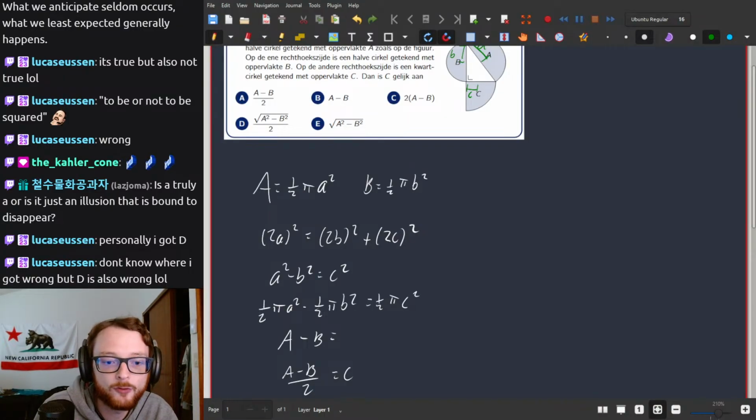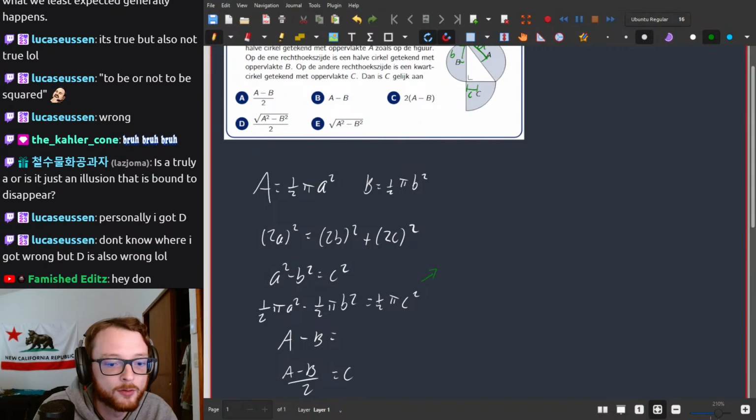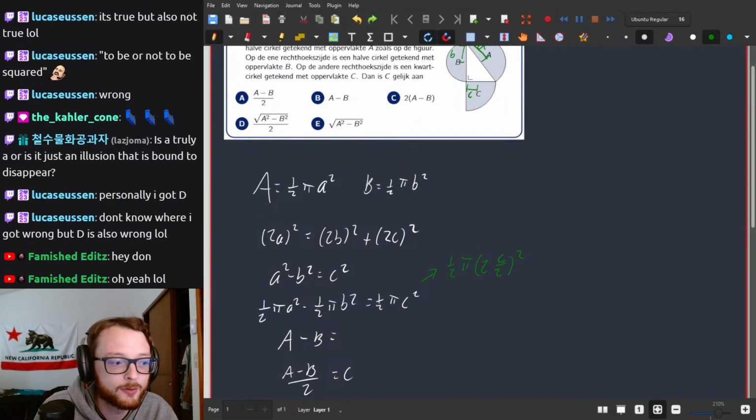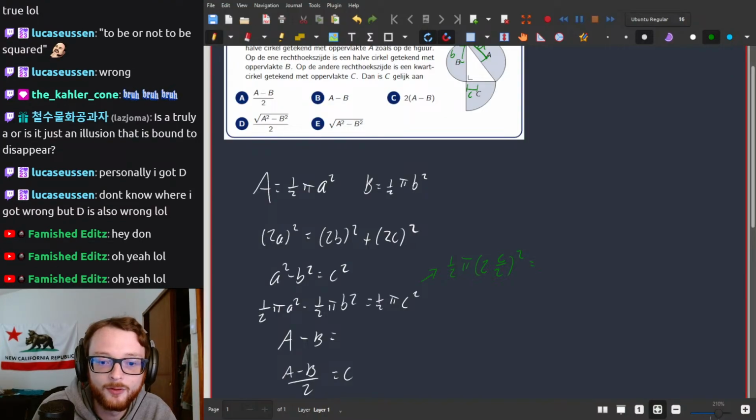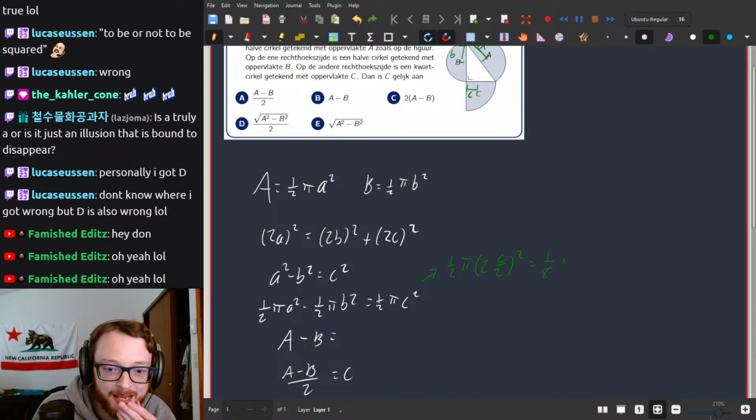I'm going to say that c squared is the same thing as 1/2. Hello, hello. Same thing as 2 times c over 2 squared. Actually, I want to bring the over 2 out. So that's going to be 1/8 pi times 2c squared.